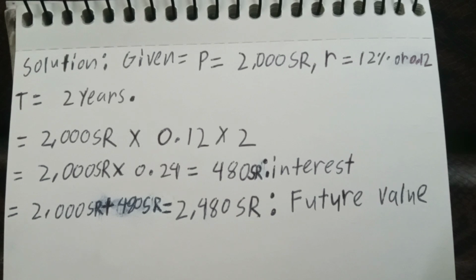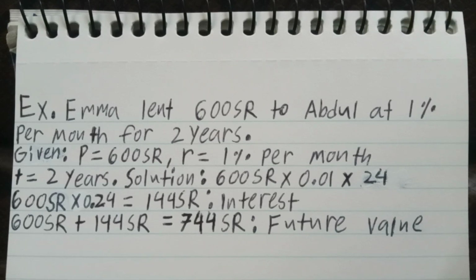So 2,000 reals times 0.24 will give us 480 reals, which will be our interest. Next, we have 2,000 reals plus 480 reals, which will give us 2,480 reals. And that will be our future value. So let's try another example.